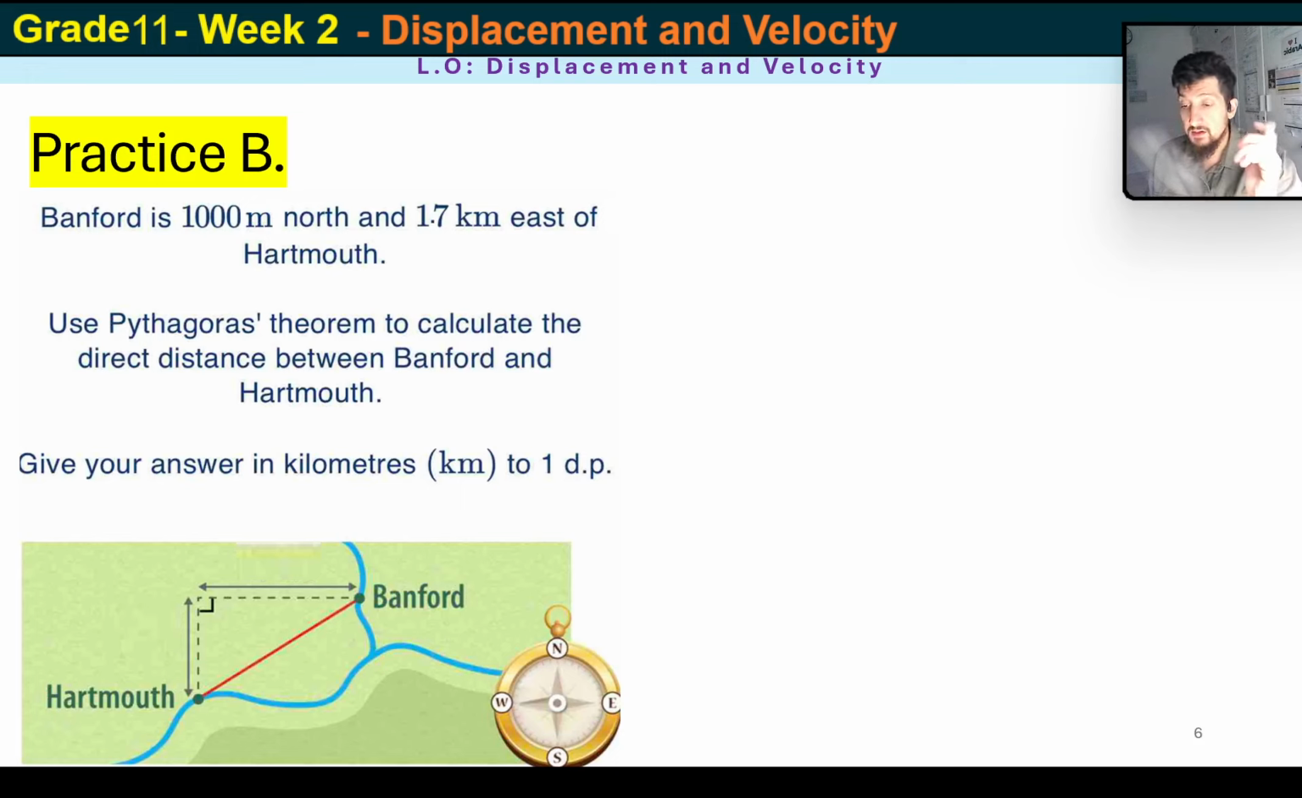And what do we need here? Use Pythagoras' theorem to calculate the direct distance between Banford and Hartmouth. Give your answer in kilometers to one decimal place.